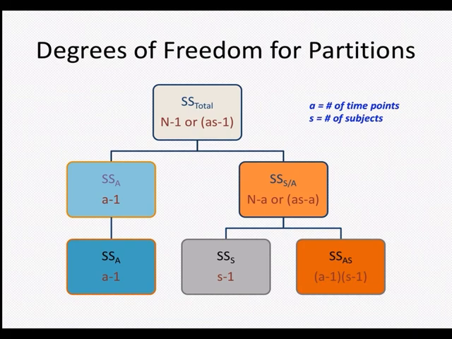And then the total degrees of freedom would be N, the total number of data points, minus 1. And data points would be how many participants times the time points that they are measured. So that would be the degrees of freedom there.